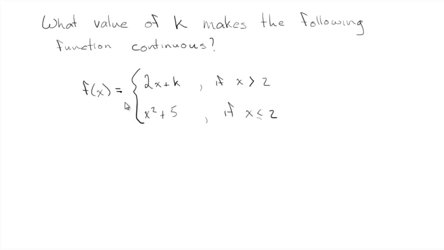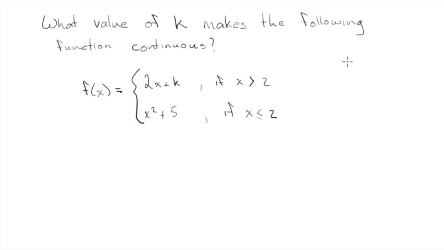In this video, I'm just going to answer a question you might see about piecewise functions and making them continuous. So here's a piecewise function. It's got a linear piece and it's got a quadratic piece. But what's different about this one is the linear piece, they're not telling us what the y-intercept is. The y-intercept is just given by the value k. So we're asked what value of k would make this function continuous.